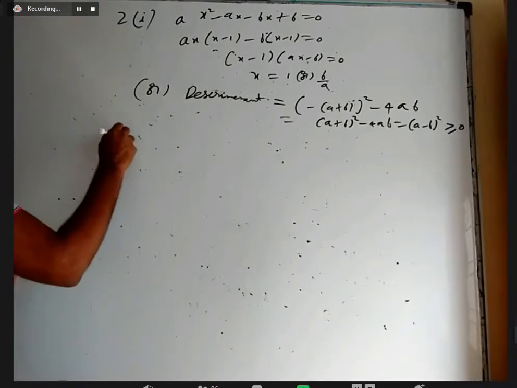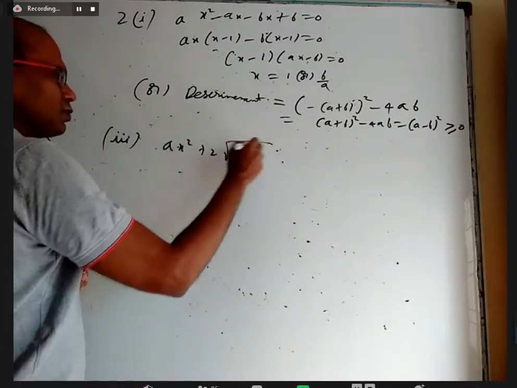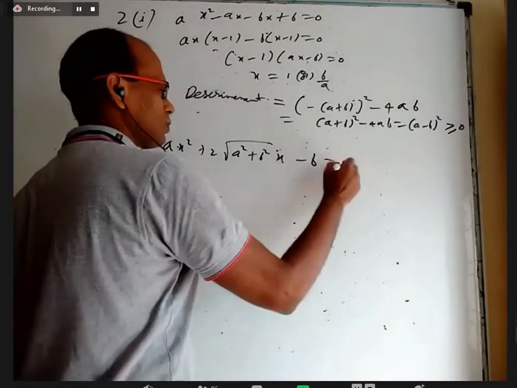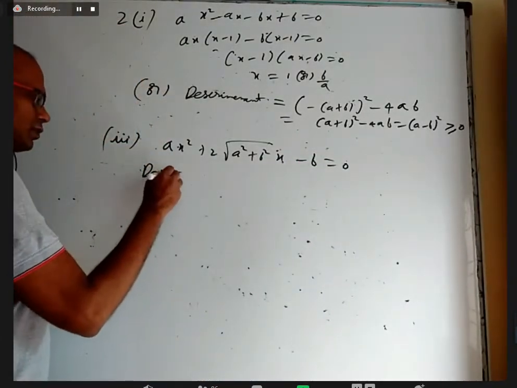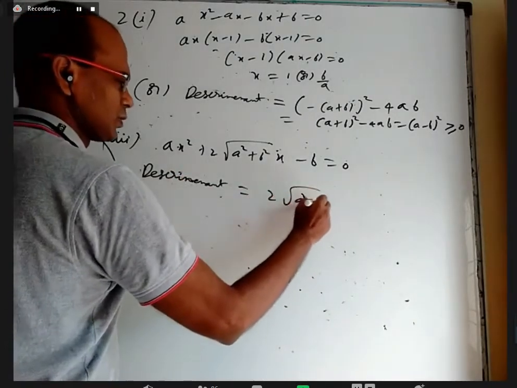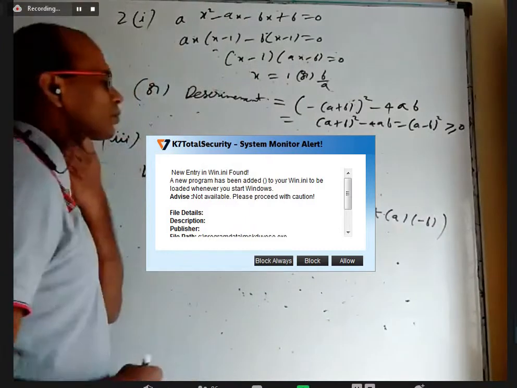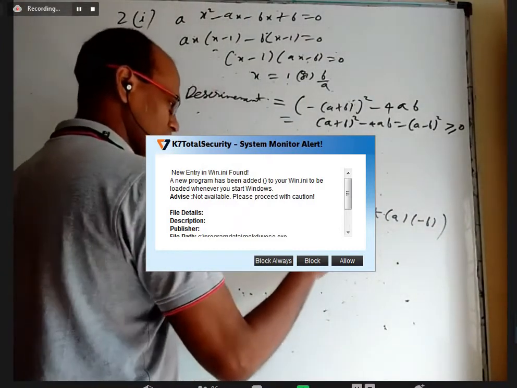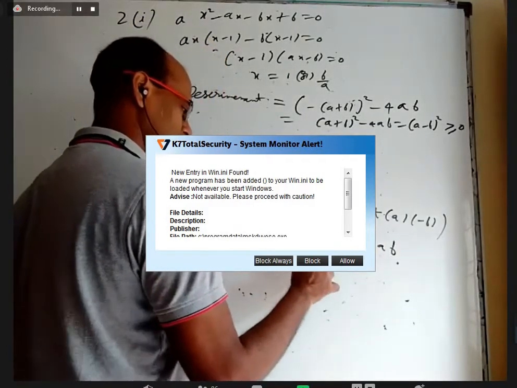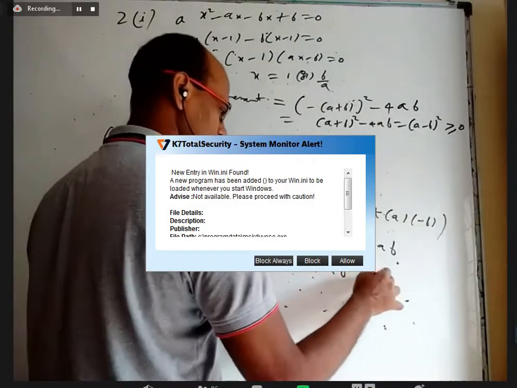Okay, third one. Ax square plus 2 root (a square plus b square) x minus b equal to 0. What is the discriminant for this? (2 root (a square plus b square)) whole square minus 4 into a into minus b, that is 4(a square plus b square) plus 4ab.